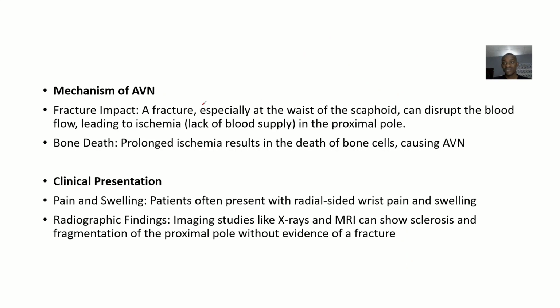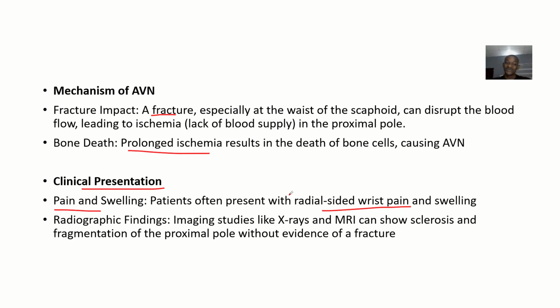So what is the mechanism of this avascular necrosis? Of course, a fracture, especially at the waist of the scaphoid, can disrupt the blood flow, leading to ischemia. What is ischemia? The blood supply is cut off. So bone death now. Prolonged ischemia can result in the death of bone cells, causing avascular necrosis. What's the clinical presentation? It will present with pain and swelling. Patients often present with radial sided wrist pain and swelling.